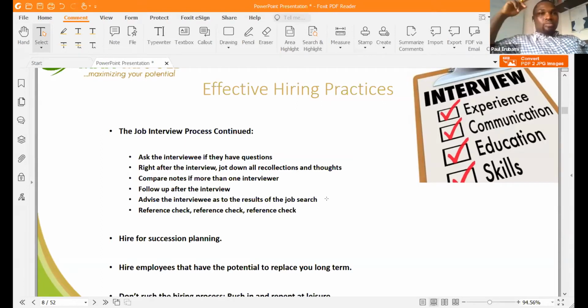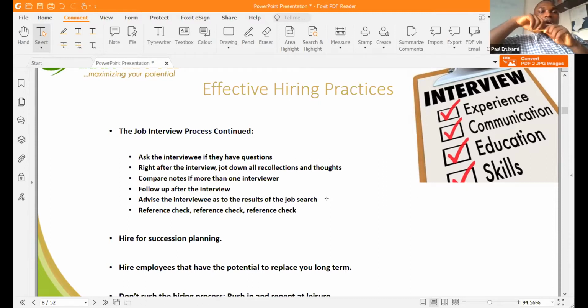Right? For an interview process that involves more than one person, it is always very important to compare notes after the interview, right? Because basically, two people cannot view a single candidate in the same light, right? We might be viewing the candidate from different perspectives. So comparing notes will let us have a balanced view of the prospective employee.